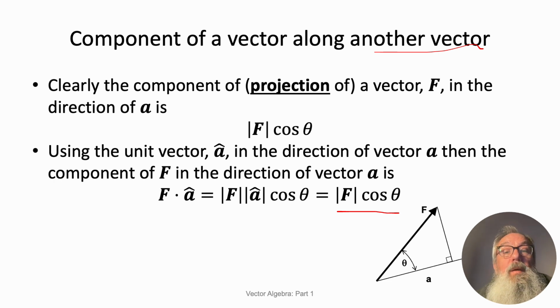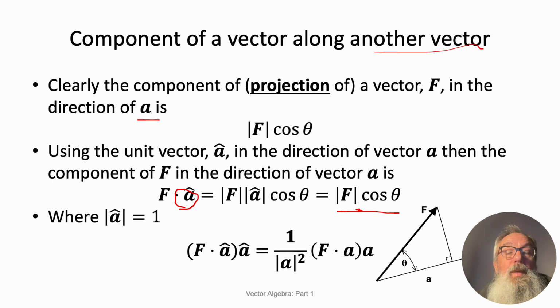So if we have a vector A, then what we need to do is calculate a unit vector, multiply that by the force, and we get the component of the force along A. Just note why we've cancelled the magnitude of A hat here, because remember it's a unit vector and the magnitude is 1. That can also be rearranged into this form.